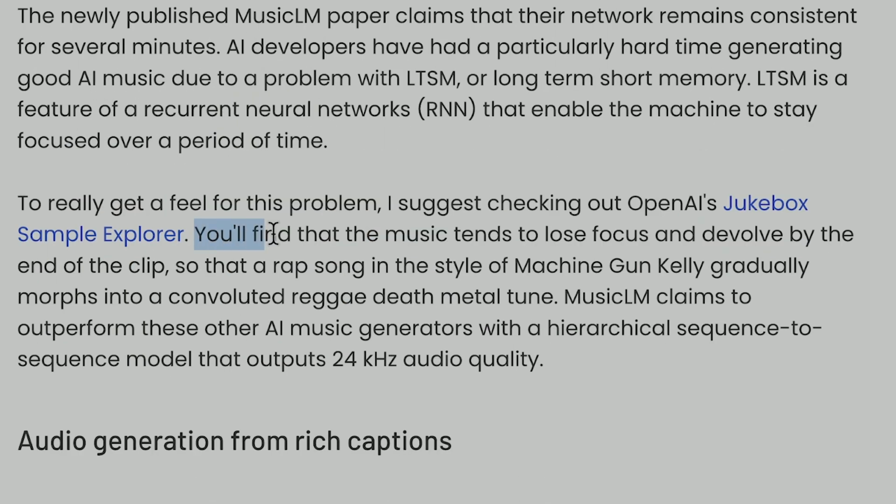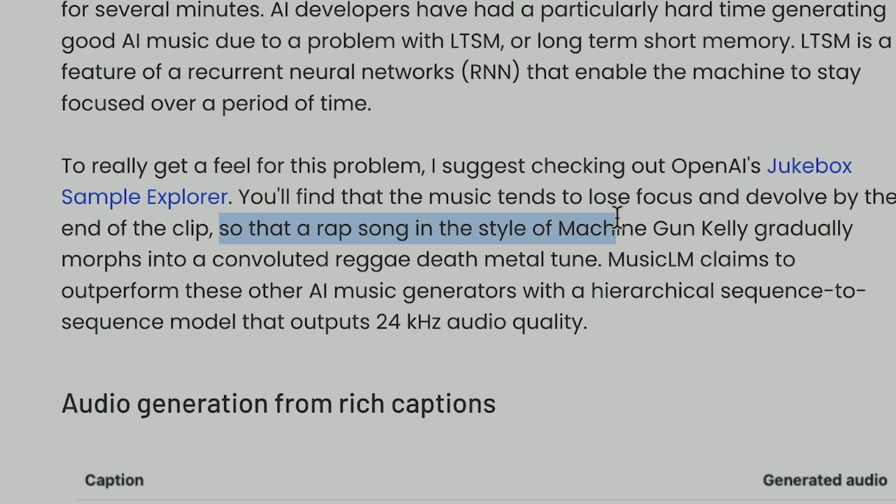Basically, what that means is you'll find that music tends to lose focus and devolve by the end of the clip. So a rap song like Machine Gun Kelly will gradually morph into a more convolved reggae death metal tune. Because it's AI, it doesn't always know when to stop taking inspiration. It doesn't know when it already has something right and it continues to keep on devolving further. Now with MusicLM, it's claimed to be much better in that aspect, especially while keeping it at 24 kilohertz audio quality.